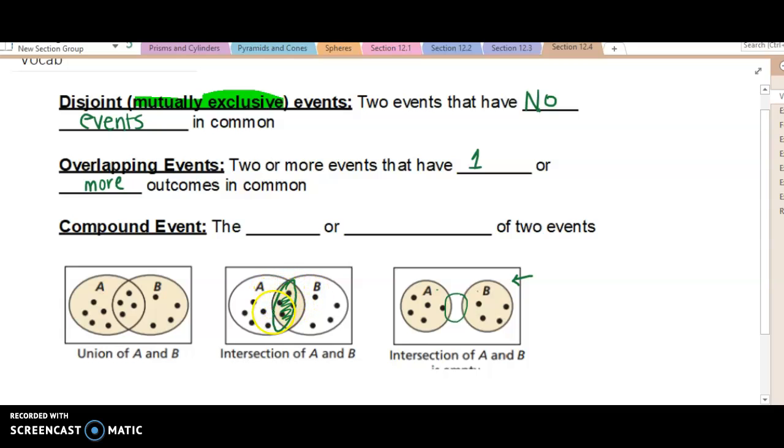Okay, and then a compound event is just the union or the intersection of two events. Okay, so the union would be the whole thing, all of A and/or B. The intersection would just be both A and B.